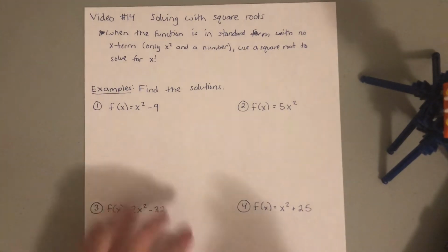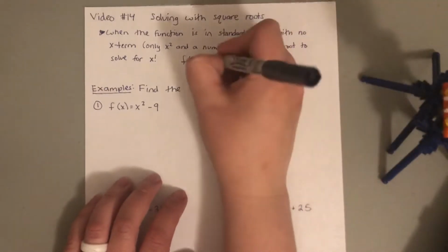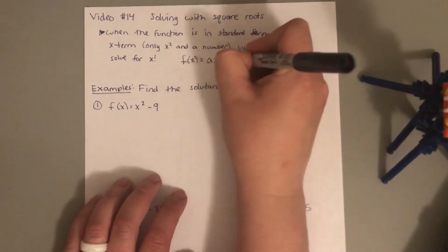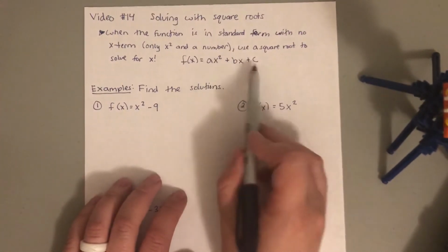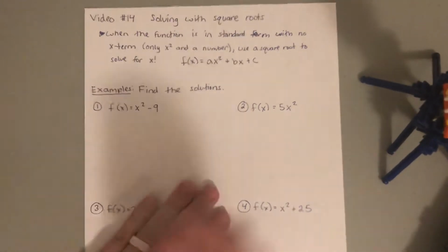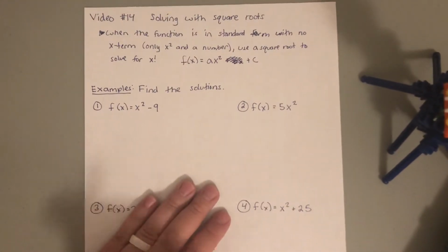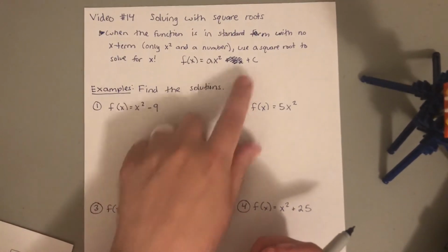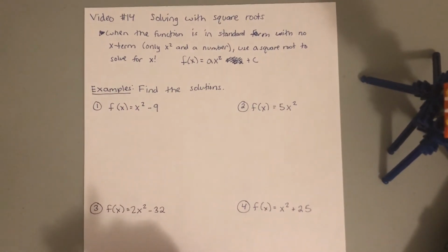So that means if your function looks like this, normally in standard form we have f of x equals some number x squared plus some number times x plus some number. So we have a, b, and c, and those are all numbers. This only works if you don't have that middle x term. You only have an x squared term and just a plain number. If that's the case, then you can just use a square root to solve to get the solutions. So let's look at some examples, and I think just by watching the examples, it'll make sense.